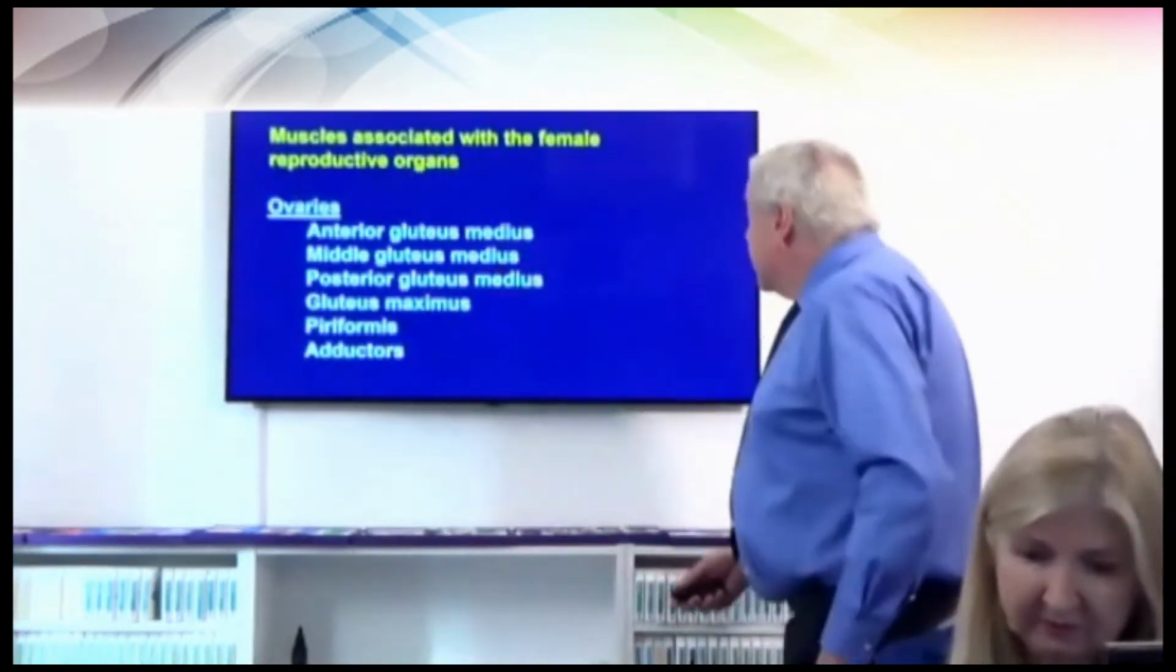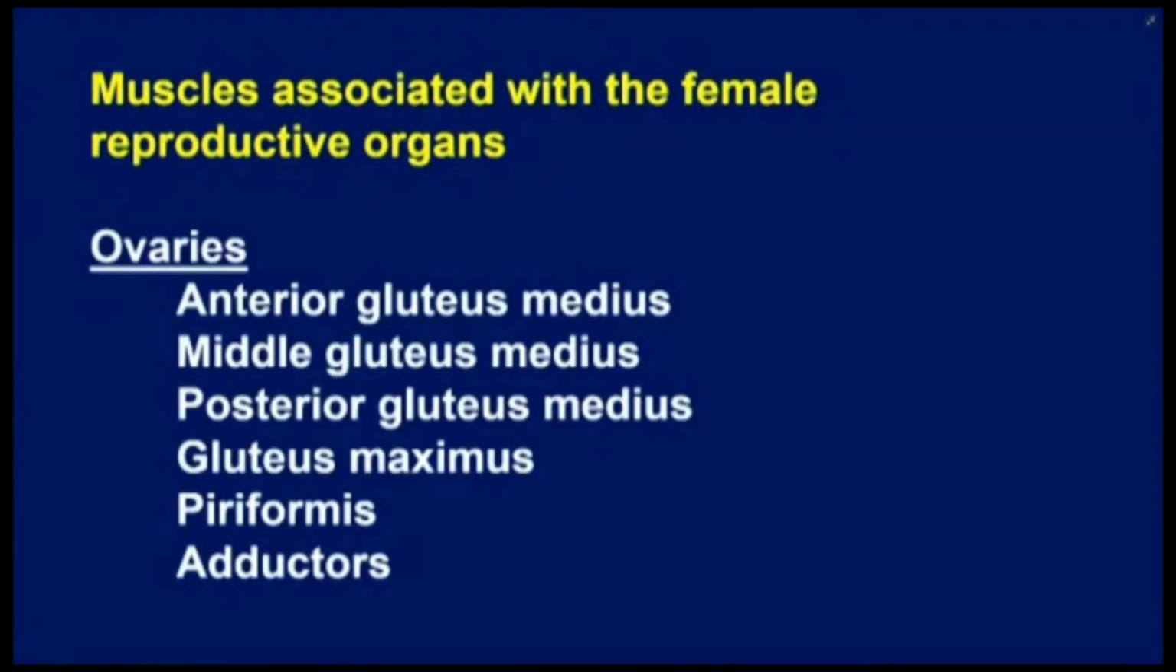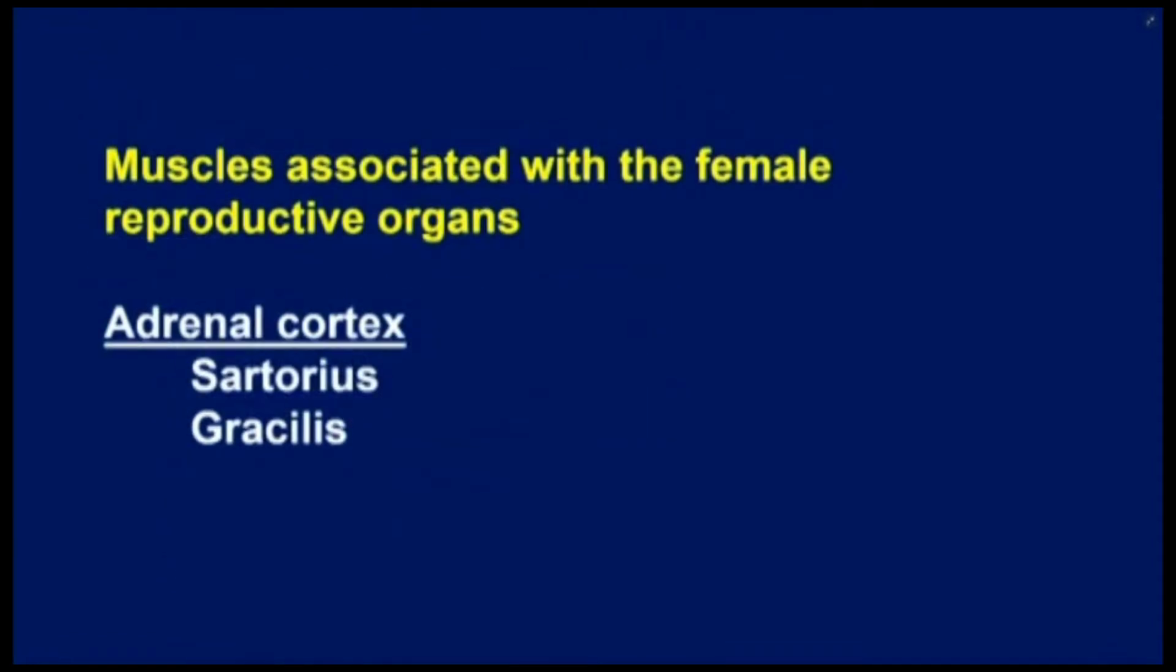So let's start by having a look at the different muscles associated with the female organs of reproduction. So we're familiar with, of course, the ovaries, the anterior gluteus medius, the middle gluteus medius, the posterior gluteus medius, the gluteus maximus, the piriformis, and the adductor muscles. Muscles also associated with the female reproductive organs, which we must include today, is the adrenal cortex. And we'll be looking at the sartorius and the gracilis muscles there.